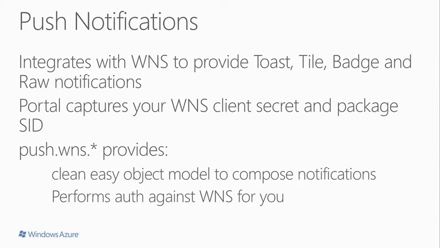So push notifications here. How do we do this for WNS in mobile services? We integrate to WNS to provide toast, tile, badge and raw notifications. We showed toast, tile, badge this morning. Raw notifications is essentially a means by which you can send a data payload to an application. So it may be to send updated product info, it may be to cause synchronizations of lists and those sorts of things. Just your data, you send it and you handle it in the client app.